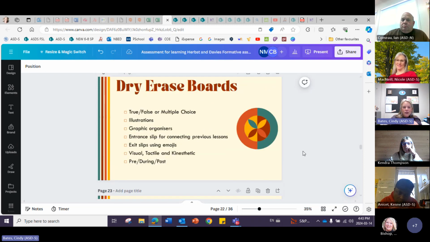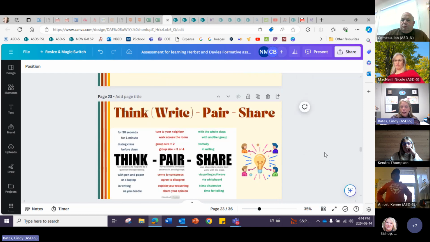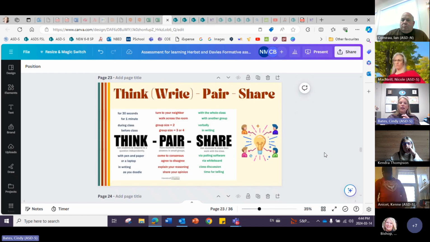Also, one of the nice parts of the dry erase boards is that they're visual, they're tactile, and they're kinesthetic. So students are moving, they're touching something, which can also be very helpful in their learning. And you can use them pre, during, or post. Again, they can be used as an exit slip, during learning, and also as an entrance slip.